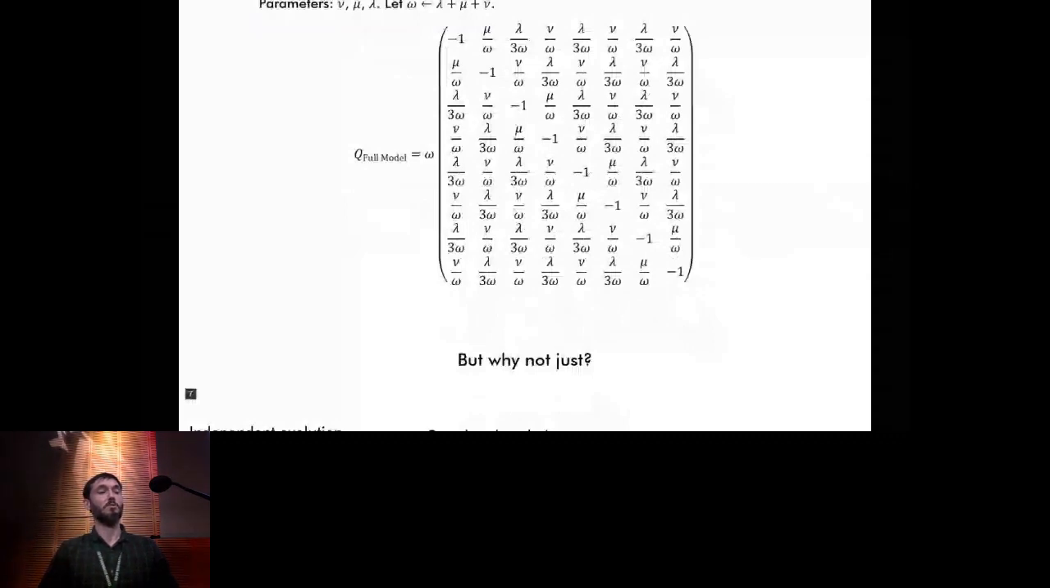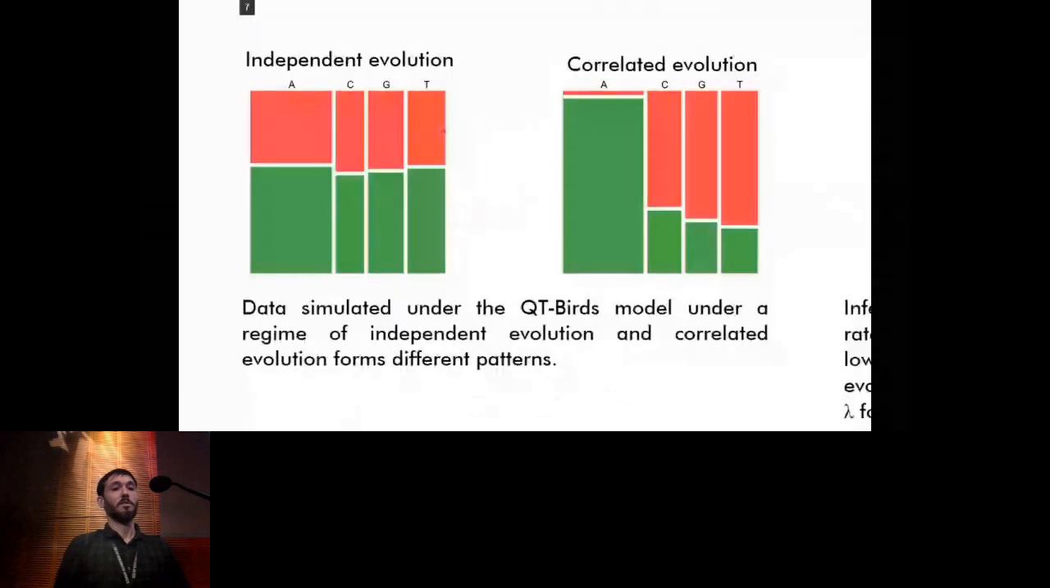But I only did simulation studies, and the simulation studies are promising. For example, if you simulate data under independent evolution, so you let a gene evolve and you let the phenotype evolve with certain rates, but you keep this coevolution rate at 0, then you get a pattern like this. And if instead you increase the, I don't want to say coevolution, joint evolution rate, then you get a pattern like that on the right.